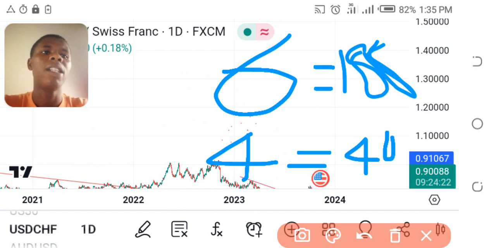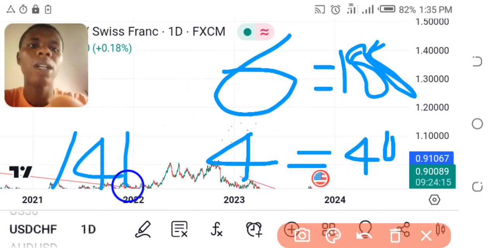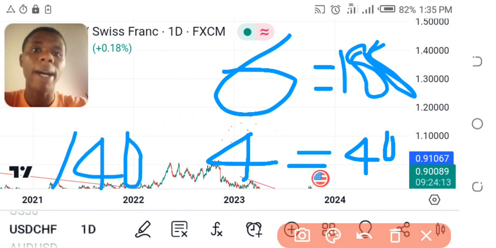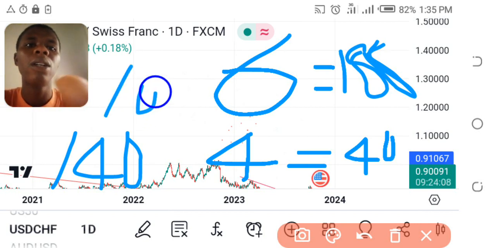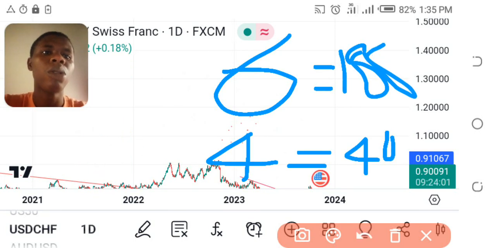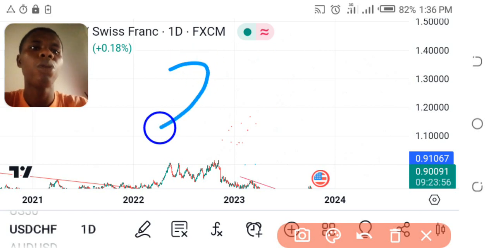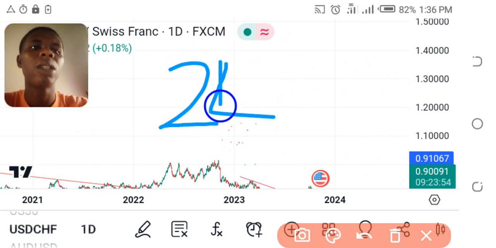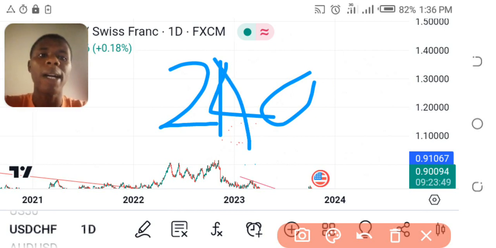In the long run, if we subtract this $40 from $180, we'll be having $140. $140 plus my $100 that was there. Don't forget, I was risking $100. So if you add these two up, you'll be having $240. That means I was able to double up my account at the end of the month.